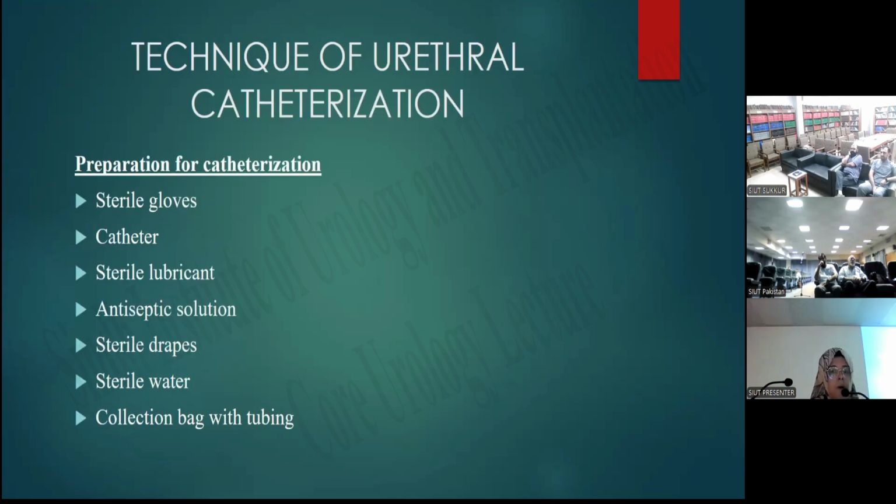Now we are going to discuss the techniques of urethral catheterization. Before proceeding with the techniques, we should know what the sterilization kit should contain. There should be sterile gloves, catheter, sterile lubricant, antiseptic solution, sterile drapes, sterile water, and a collection bag with the tubing. Before passing the catheter, it is important to check that the balloon inflates and deflates well. The sterile antiseptic solution should be placed on cotton balls or swabs, and the sterile field is created by draping the patient with the sterile drapes.